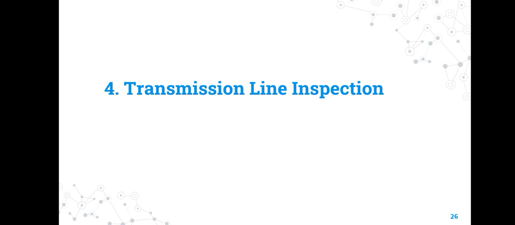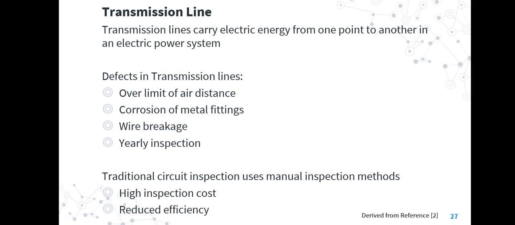And the fourth application is that it is used in transmission line inspection. So we know transmission lines are the lines which carry electric energy from one point to another. And there could be some defects associated with transmission lines during transmission. These are over limit of air distance, corrosion, wire breakage. So due to these defects, we have to do inspection year wise for ensuring the safety and the stability of the transmission line.